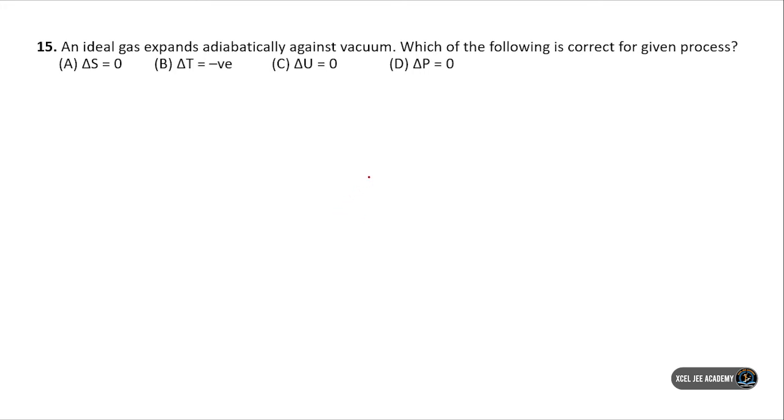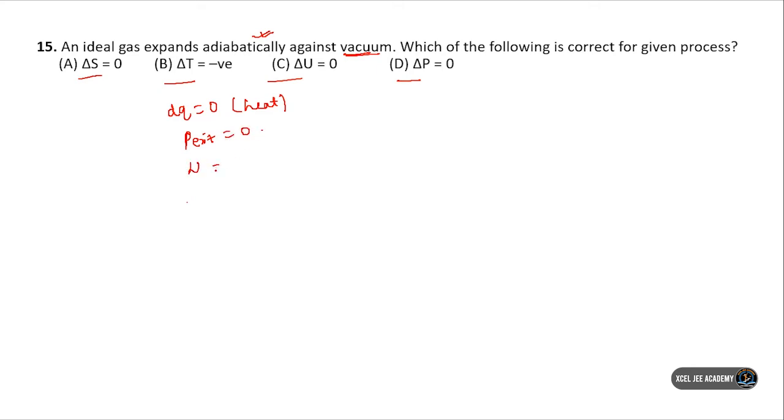In this we have to find which among the following options is correct. So in order to do that, we have to see that this is an adiabatic process. For an adiabatic process, we know that dq is equal to 0, that is, the heat exchange in the system is 0. For expansion against vacuum, the external pressure which is applied is equal to 0.